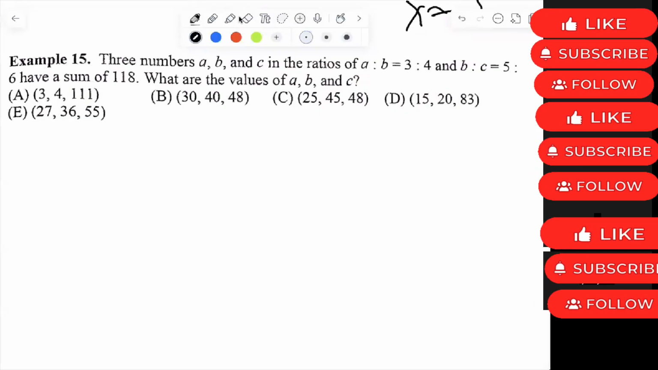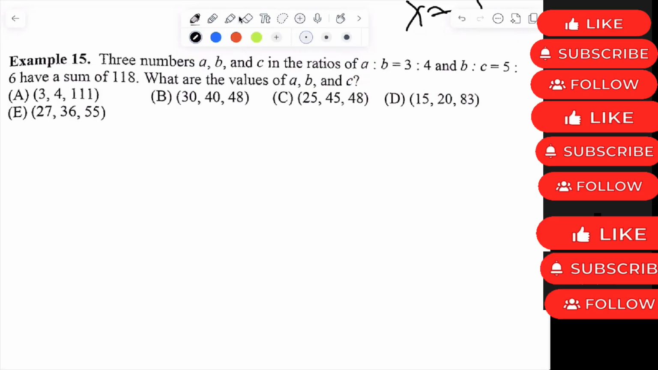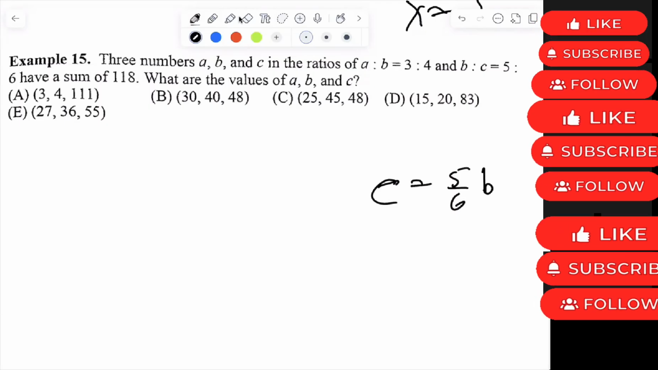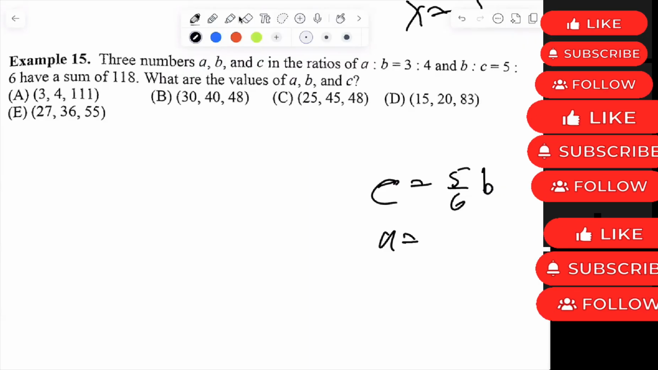All right, let's get started with this question. So A to B is 3 to 4, and B to C is 5 to 6. We can write it in terms of B, since B is in both equations. So C is equal to 5/6 of B, since 6C is equal to 5B. Right? And similarly, you can get A is equal to 4/3 of B.